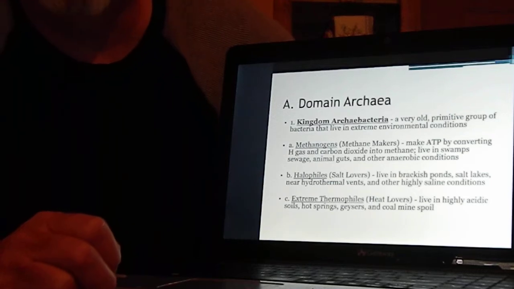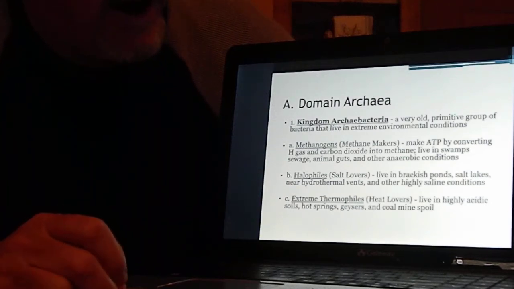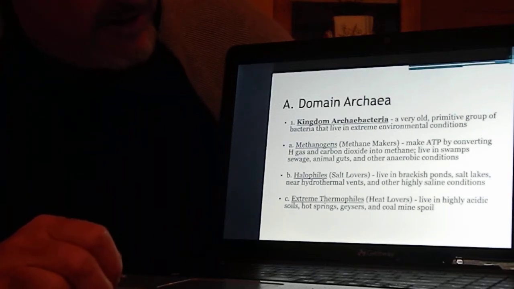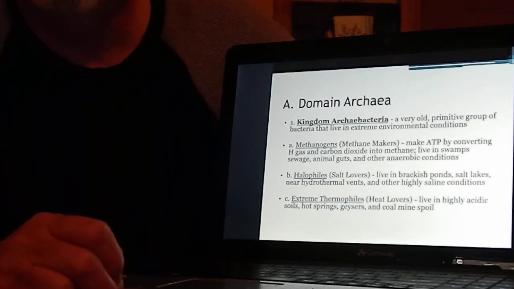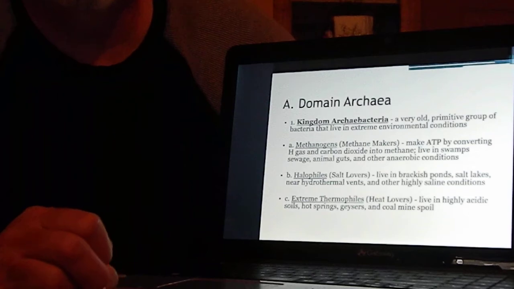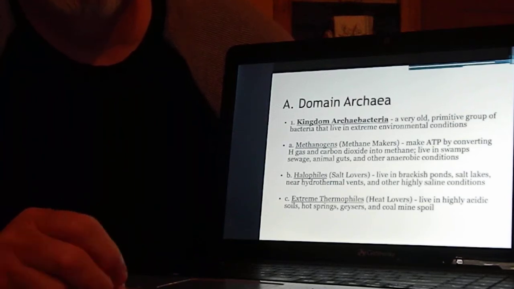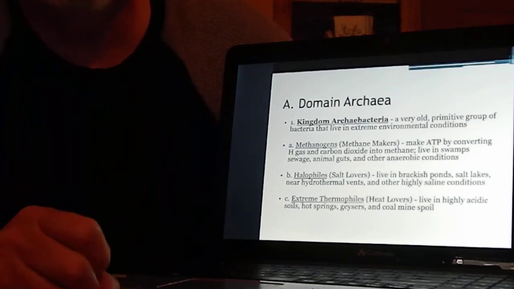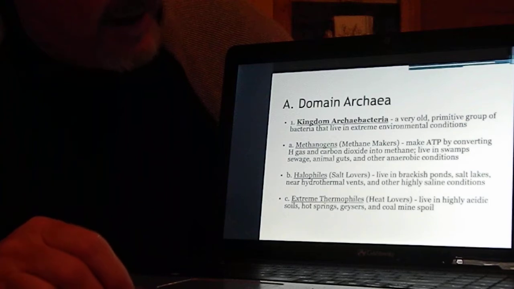The second group are halophiles. Halo means salt. Philic is loving, so these are salt lovers. I'm a halophile. And they live in brackish ponds, salt lakes like the Great Salt Lake in Utah, near hydrothermal vents in the ocean, areas where the crust in the bottom of the ocean is very close to the mantle, and in these areas a lot of heat and gases come into the salt water. And around these vents, you'll find these halophiles as well.